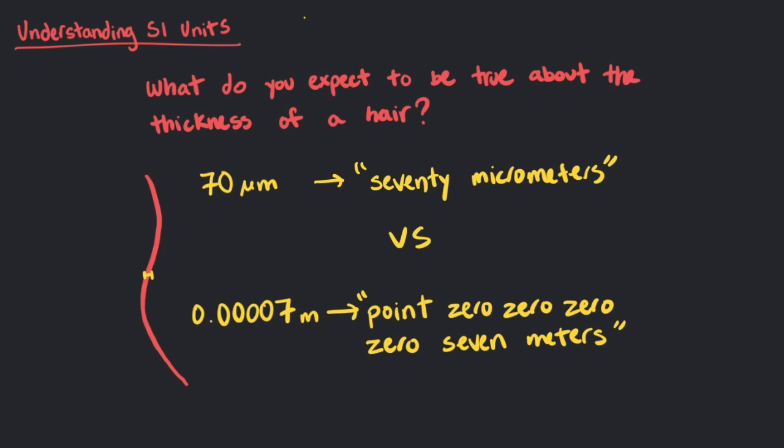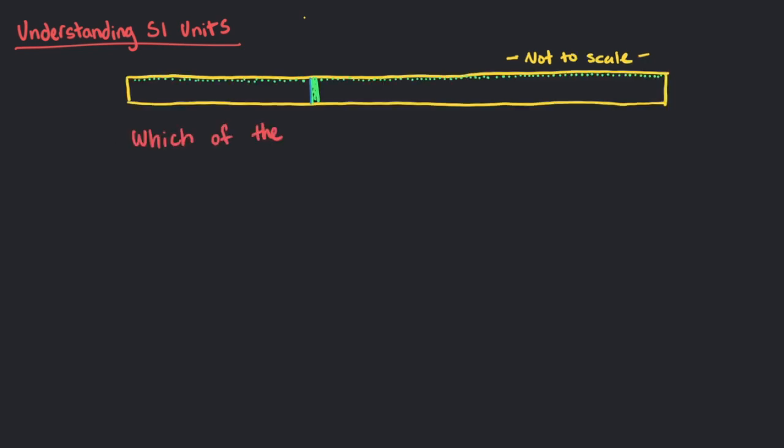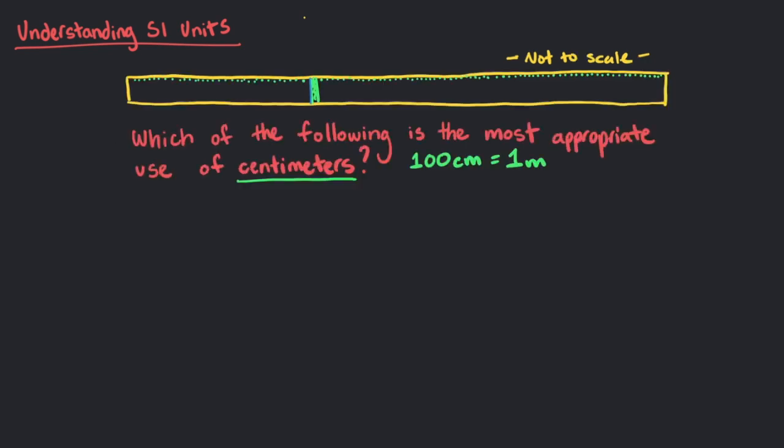If we divide the meter stick into 100 equal parts, we are in the units of centimeters. And if we divide each centimeter into 10 equal parts, we have millimeters. Which of the following is the most appropriate use of centimeters?